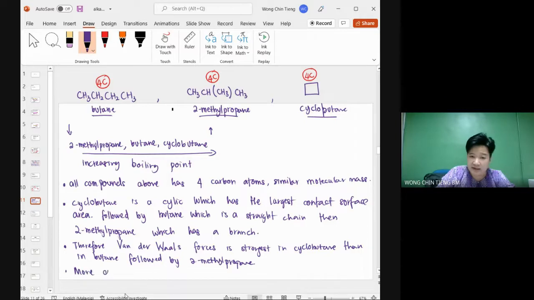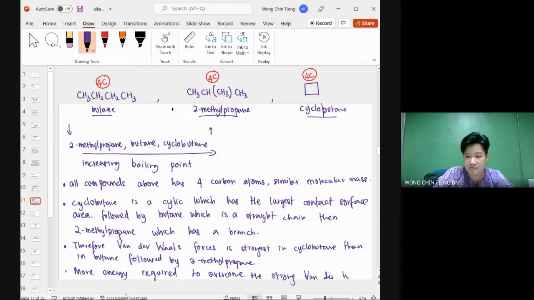More energy required, same sentence. More energy required to overcome the strong van der Waals forces in cyclobutane. Okay, the last sentence, continue with the same sentence: this boiling point of cyclobutane is highest.